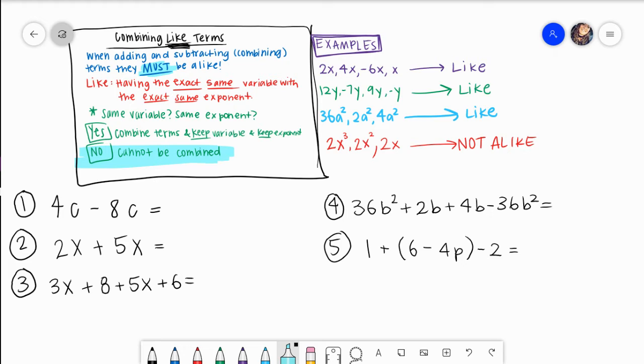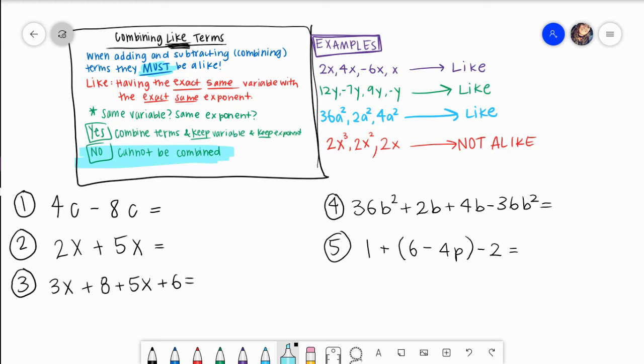Okay, so if they do not have the same variable, they do not have the same exponent, they cannot be combined. So on the right, I have some examples. In purple, I have 2x, 4x, negative 6x, and x. These are like terms because they have the same variable that has the same exponent. They all just have an x.